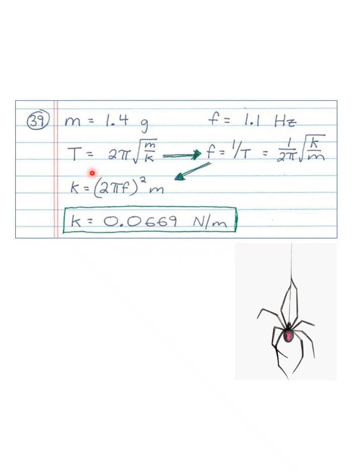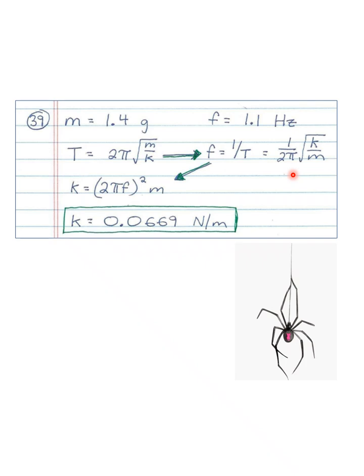So period is 2 pi square root of m over k. If we want frequency, it's just going to be the reciprocal of that, so 1 over 2 pi times square root of k over m. And because frequency is given, this is going to be the more appropriate equation. So we're going to take this equation, the f equation, frequency, and solve it algebraically for k.